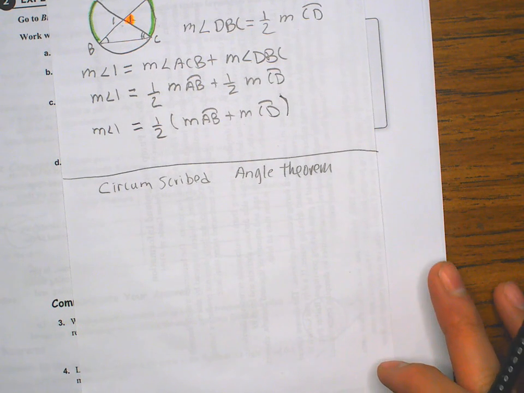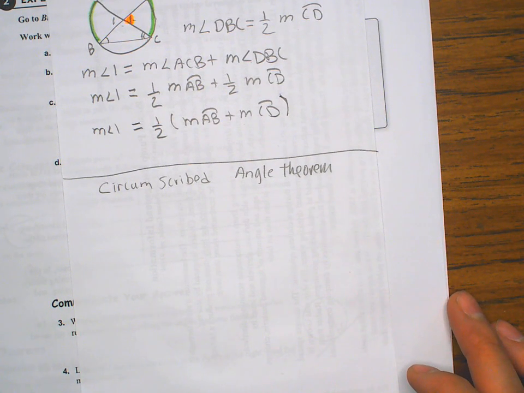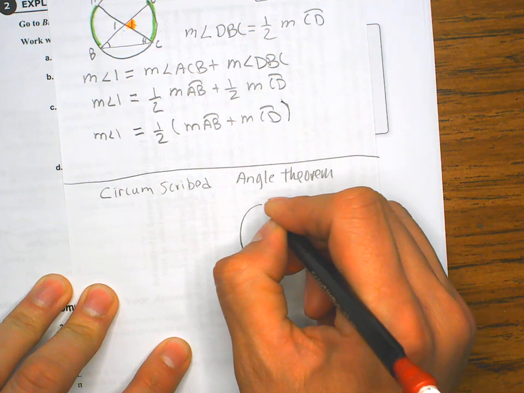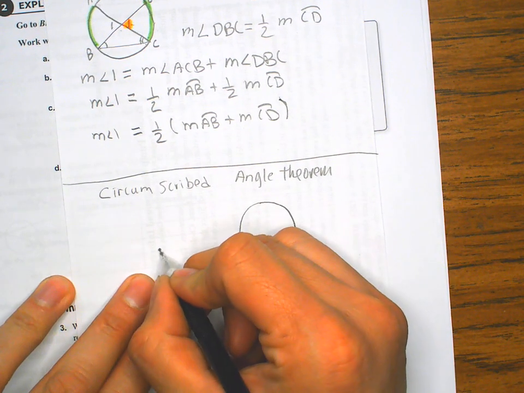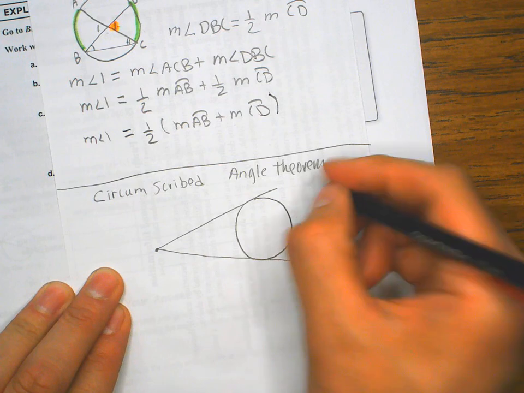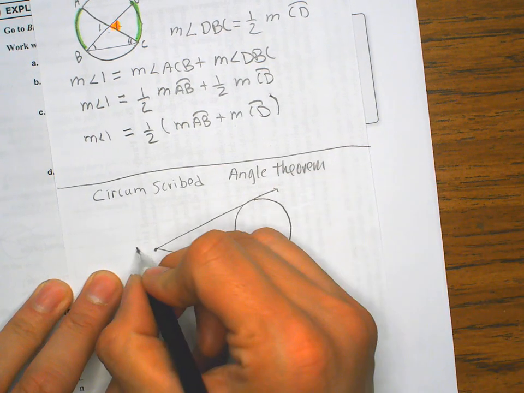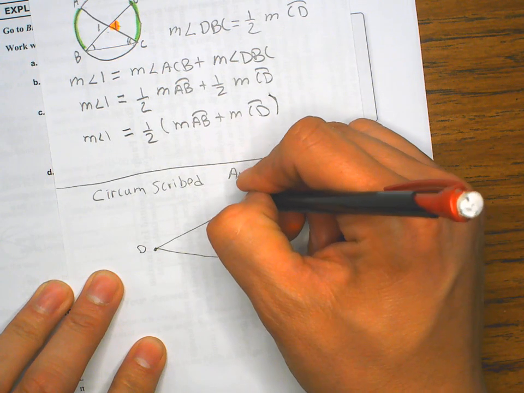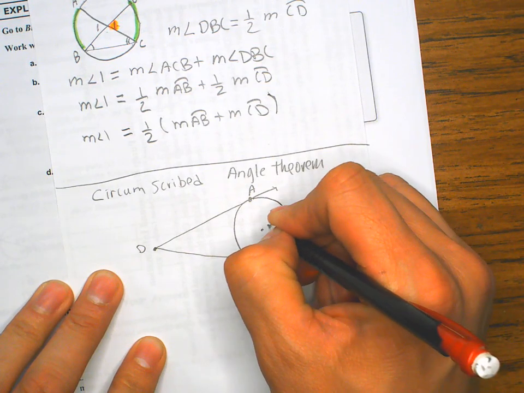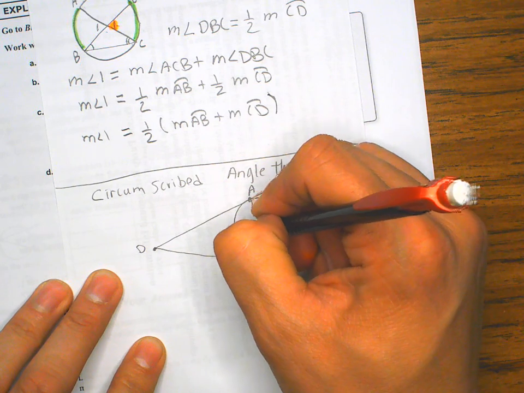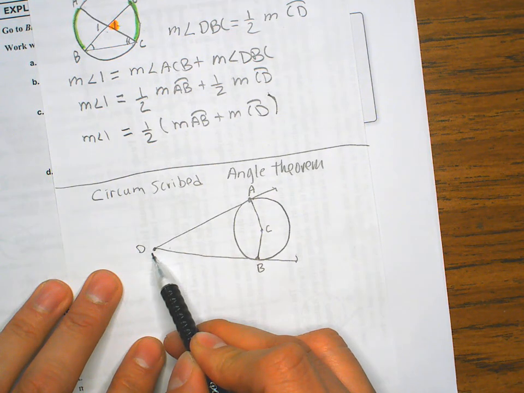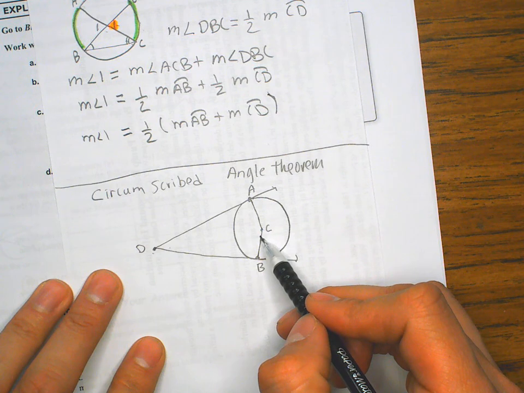The next one, the circumscribed angle theorem. Now, this one's a little bit more simple to explain, but basically, it states that if you have a circle, and you have a point on the outside, and you have these two tangents to the circle, like this. I'm going to call this angle D. I'm going to call this point A, and this one B, and center C. What this theorem tells me is that angle D is going to be 180 minus the central angle. So 180 minus central angle.